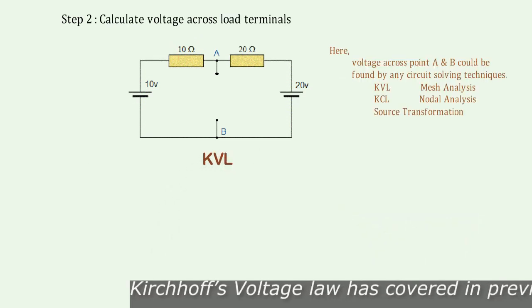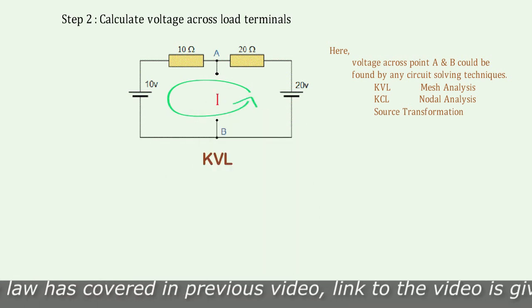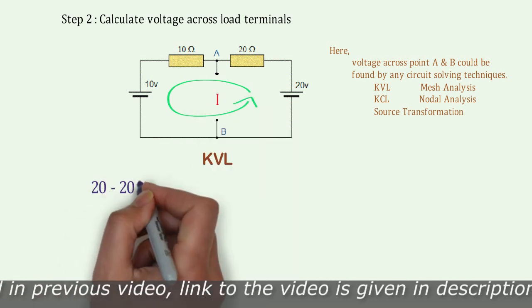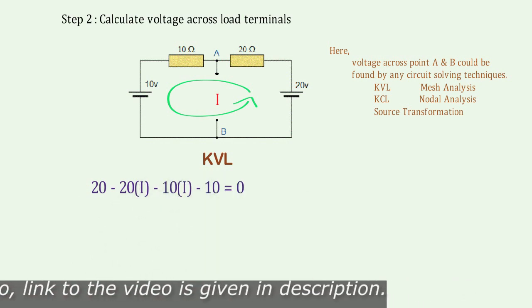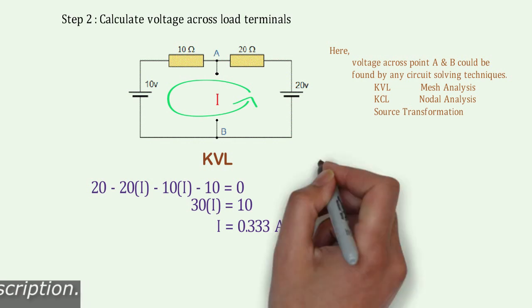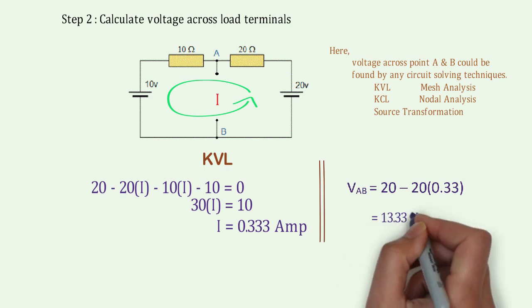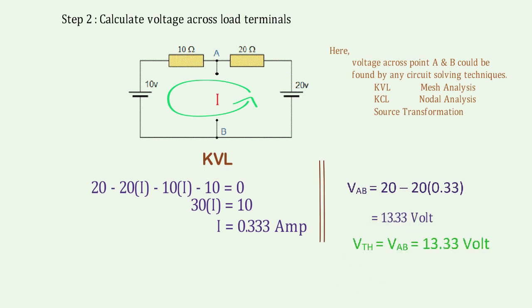Now let's assume a current I is flowing through the loop, and from the loop equation we can find the loop current. Once the loop current is found, the voltage across the load resistor can be identified using Ohm's law. In our case, it is 13.33 volts and it will be known as Thevenin's voltage. Here, the first portion is completed. Now we are moving towards finding RTH.